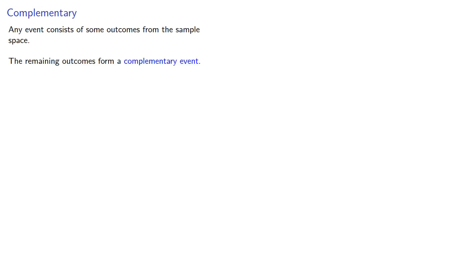So we'll introduce a few more terms. An event consists of some of the outcomes from the sample space. The remaining outcomes form what we call the complementary event. Note the spelling, that's complement with an E and not with an I.